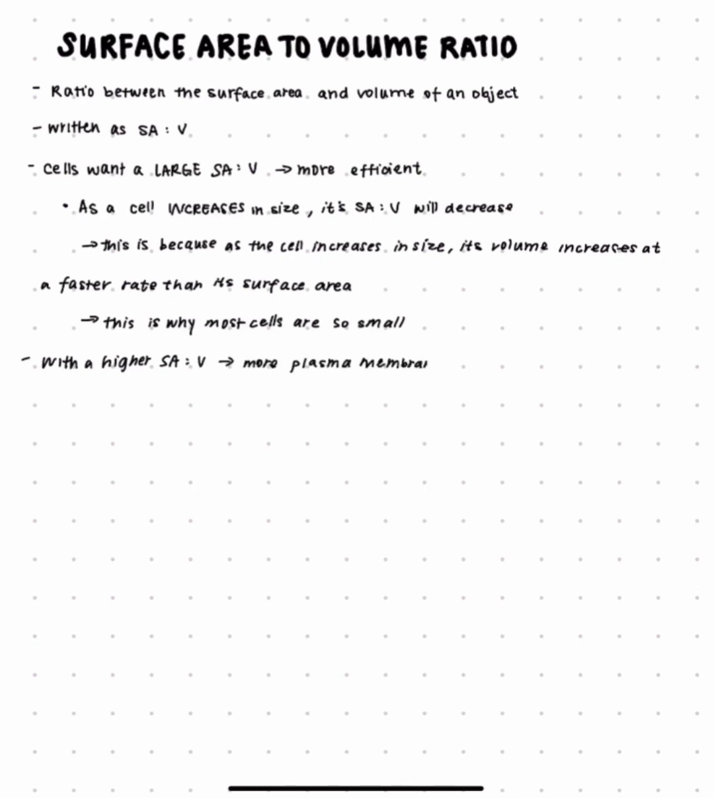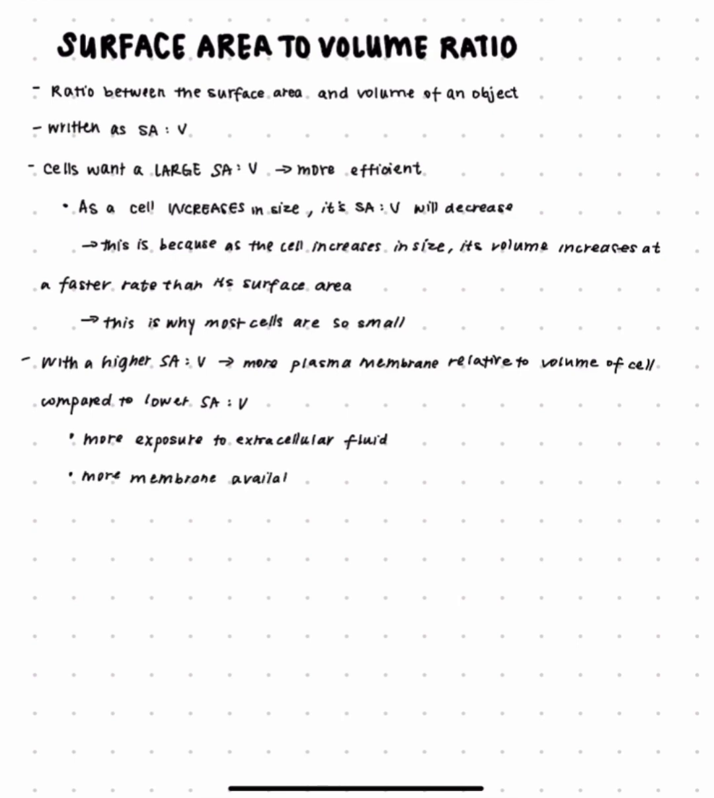With a higher surface area to volume ratio, there is more plasma membrane relative to the volume of the cell compared to a lower surface area to volume ratio. So with the higher surface area to volume ratio, there is more exposure to extracellular fluid, meaning more cell membrane available for transport of nutrients and wastes in and out of the cell.